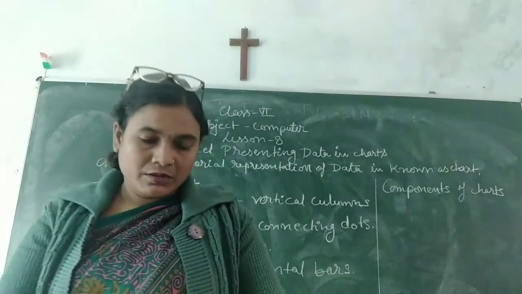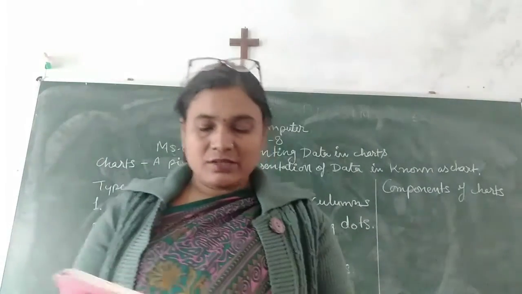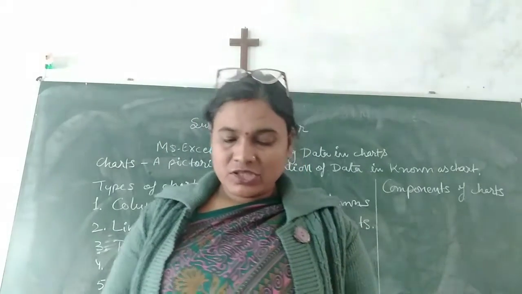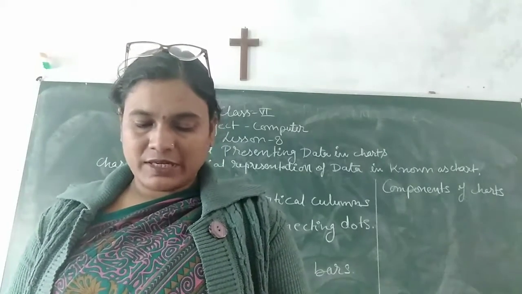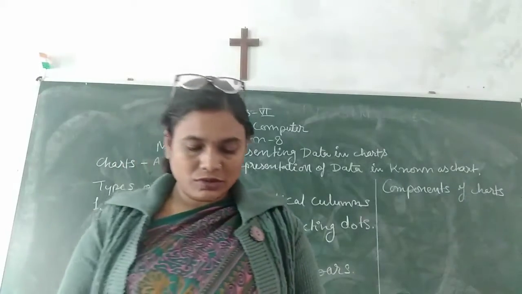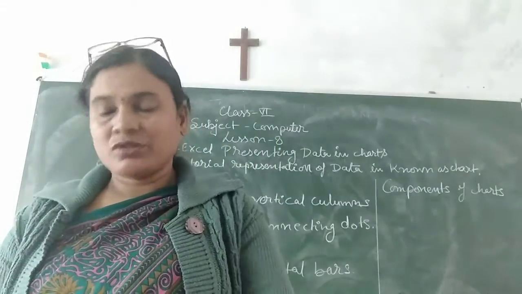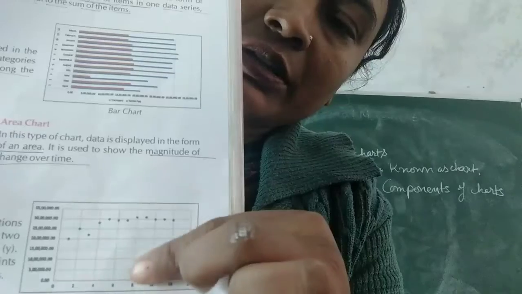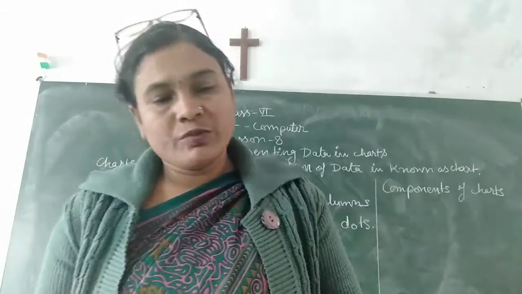Okay. Next is X and Y scatter chart. The X and Y scatter chart is used to show the correlation between two sets of values. A scatter chart has two values, horizontal axis and vertical axis. It combines X and Y values into single data points and shows them in intervals or clusters. This is the X and Y scatter chart. Okay, children? These are some important charts in your chapter.